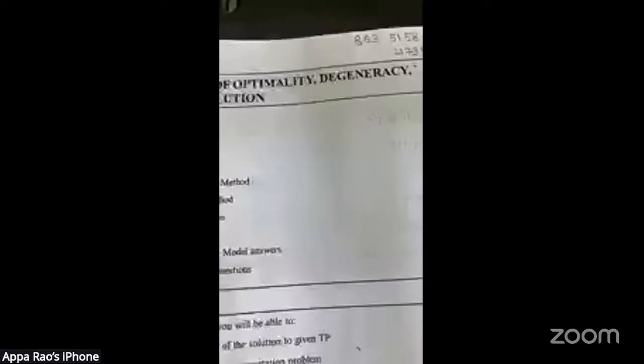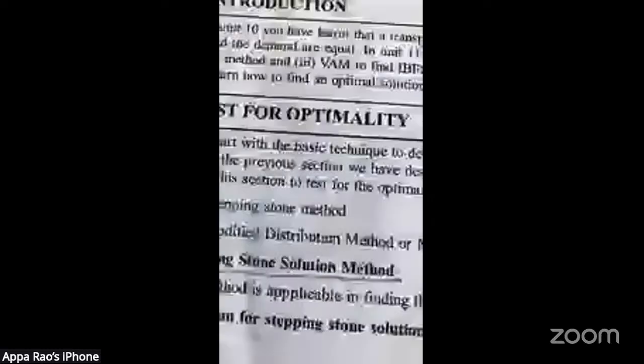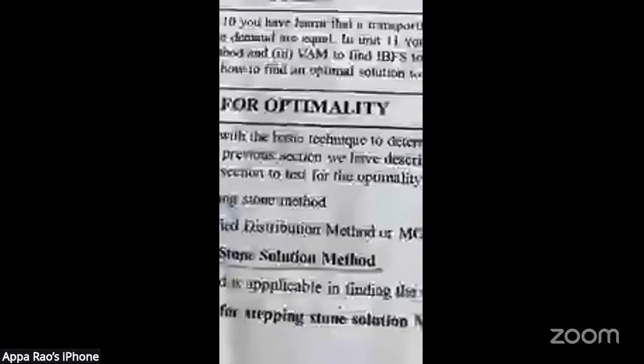Today we discussed the stepping stone method and the modified distribution method, in Unit 1: test of optimality, degeneracy, solutions. These are the most important methods, the stepping stone method and the modified distribution method. In this, a 10 marks theory question is compulsory, so students have to learn it. Understood?